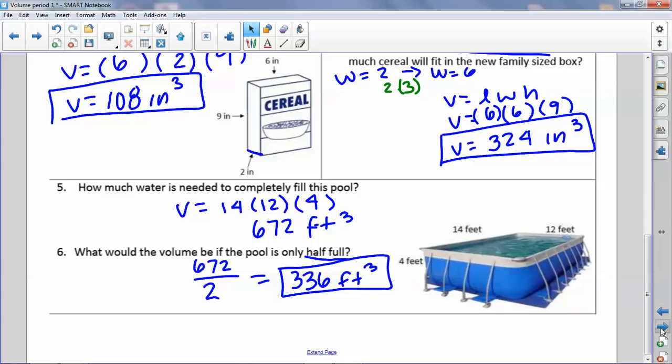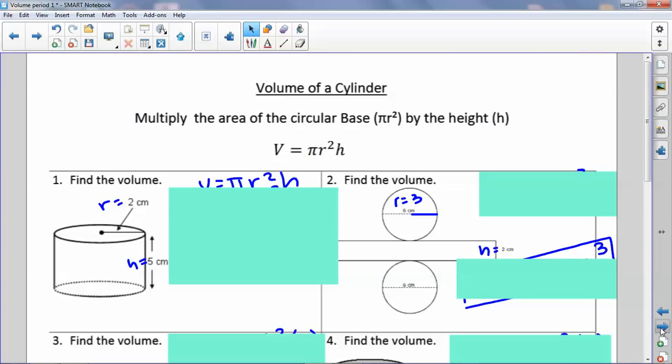So let's go ahead and look at the next slide. So we have now cylinders. So the volume of a cylinder, we're going to multiply the area of the circular base, which is pi r squared, by the height h. So our formula simply is pi times the radius squared times the height.